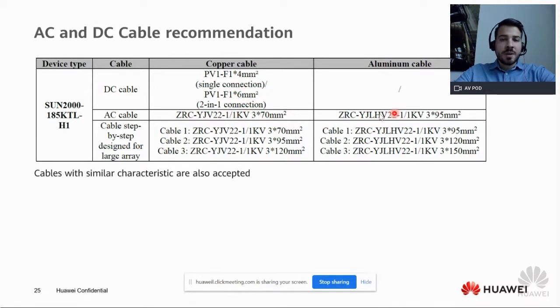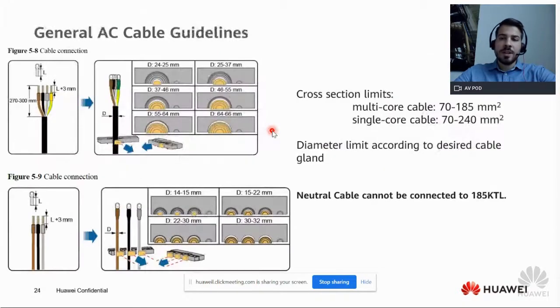And as I mentioned, you have the option to connect a copper or aluminum cable with the relevant cable lug to avoid any electrical corrosion. So you can connect from 70 square millimeters up to 185 square millimeters for the multi-core cable. And if you go back, we can see that for the single core cable, we can connect up to 240 square millimeter cable.